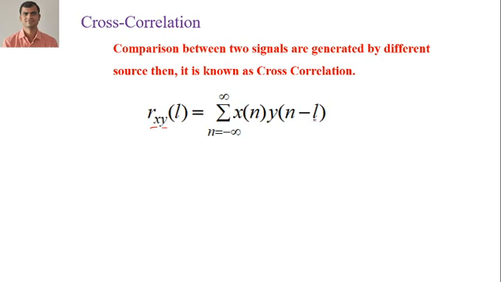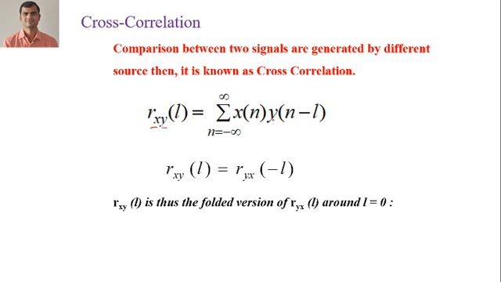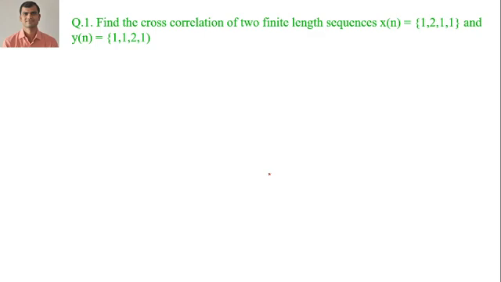So the equation will remain the same. Instead of x here, we will be having y. So as we can see here, r x y of L is equal to r y x of minus L. So it is what? It is the folded version around L equals 0.